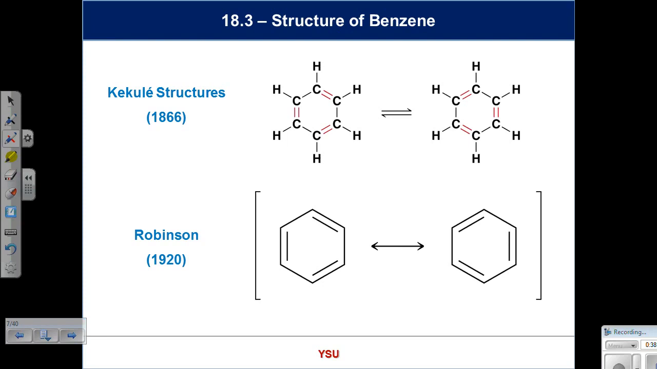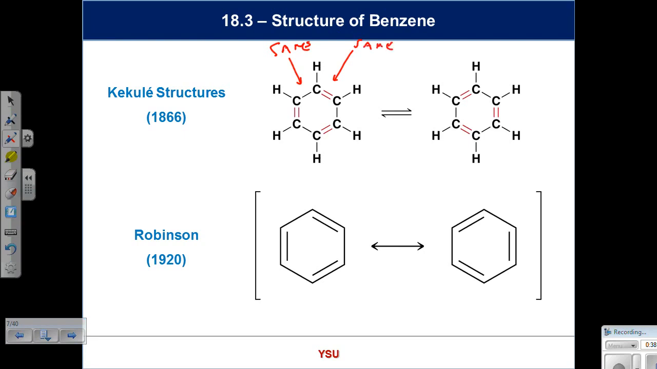Because what we're going to try and explain here is this phenomenon. Which should be longer, the sigma bond or the pi bond? Sigma. Sigma is usually longer than pi, right? Turns out they're the same. If you measure those bonds, they are the same length.